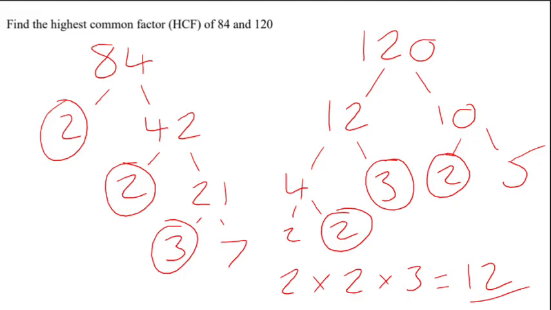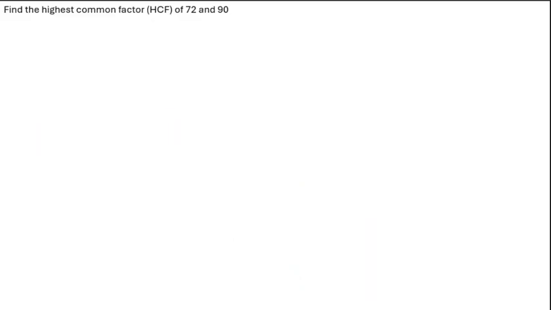Again, it's a lot quicker, guys, to use our prime factor trees. If you want to write out all the multiples, if you find that easier, that's absolutely fine. This is just a little bit more efficient of your time, okay? So I'll give you a few seconds to pause the video, and I want you to find the highest common factor of 72 and also 90.